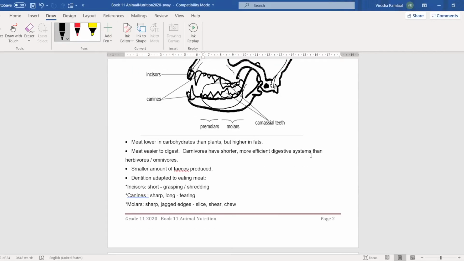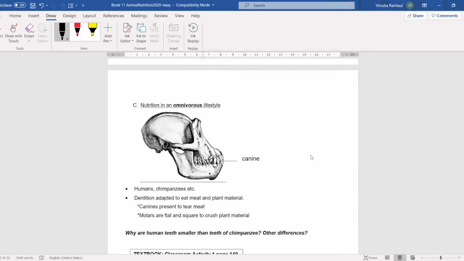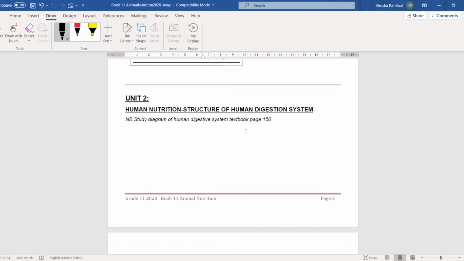With omnivores, of course, the incisors and canines are in the front, and they're sharp, for biting, tearing, and cutting meat. Our premolars and molars at the back are flat and broad for crushing, grinding, and chewing food. So you can do your classroom activity from your textbook if you want to.